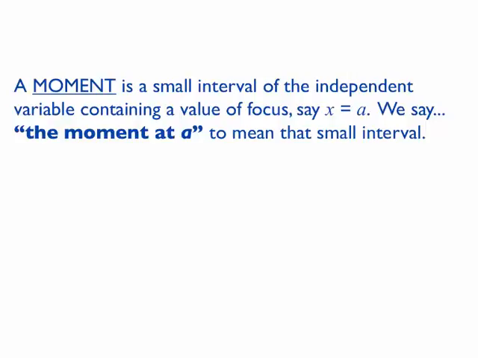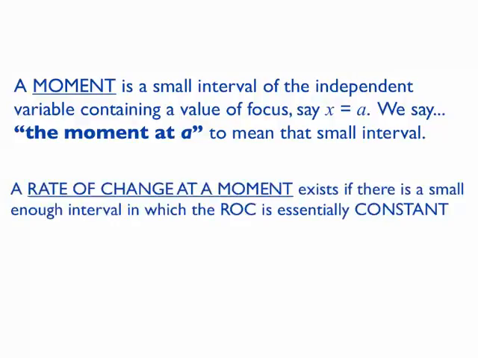Okay, review. So then a rate of change at a moment exists if there's a small enough interval in which the rate of change is essentially constant between 2 points on the graph, between two correspondence points. If you essentially have a constant rate of change between 2 points within a small enough interval, then we say that we have rate of change at a moment.